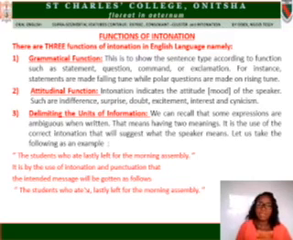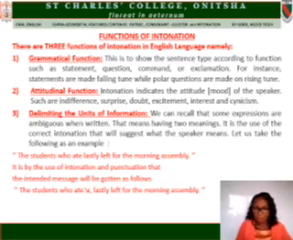Second, attitudinal function. Intonation indicates the attitude or mood of the speaker, such as indifference, surprise, doubt, excitement, interest, and cynicism. Third, delimiting the units of information. That's another duty of intonation. We can recall that some expressions are ambiguous when written, that means having two meanings. It is the use of the correct intonation that will suggest what the speaker means.